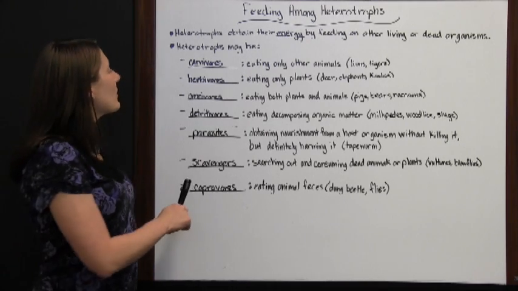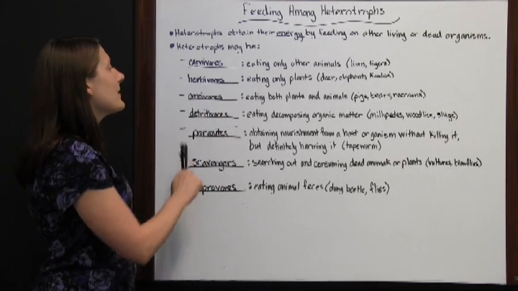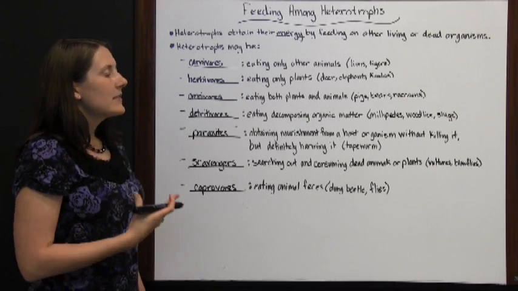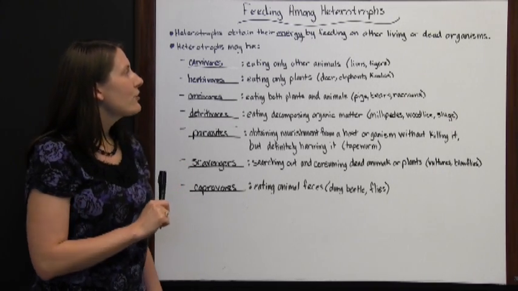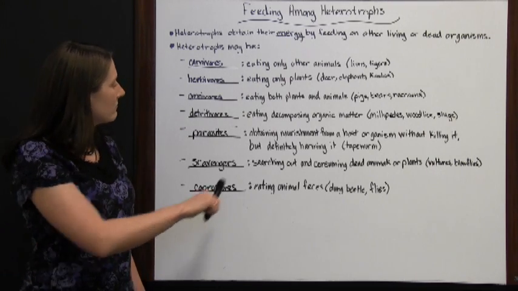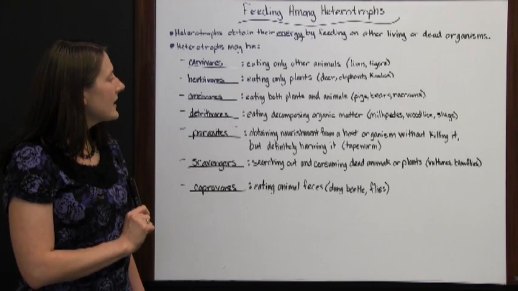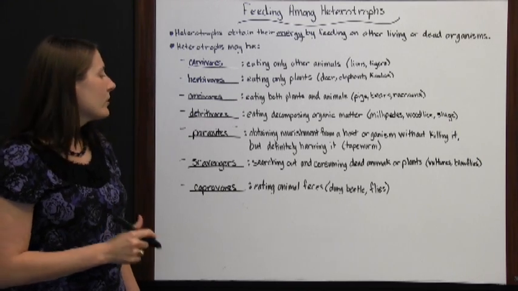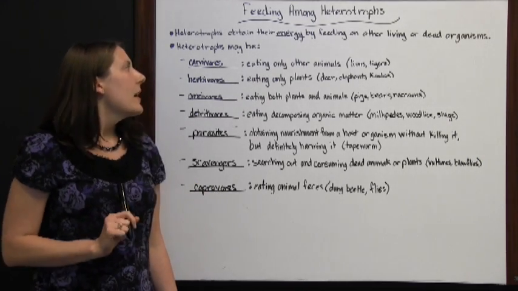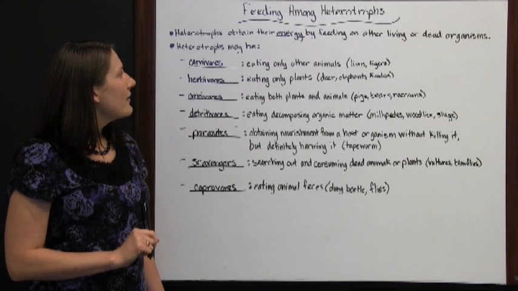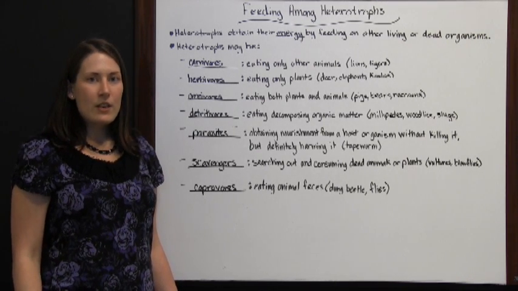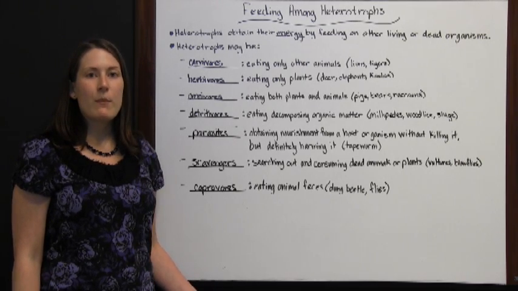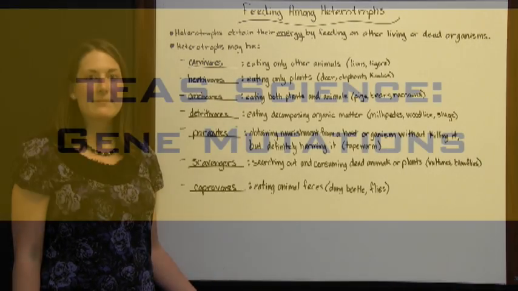So as you can see, there are lots of different types of heterotrophs, lots of different other organisms, living and dead, that heterotrophs can feed on, and they are separated by which kind of living or dead animal they eat, or animal products. But the main thing to remember about heterotrophs is that they aren't able to make their own energy. So each type of heterotroph is just telling you how they're getting their energy from another living or dead organism.